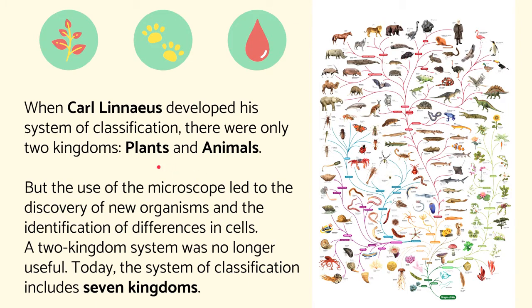In the 1700s, Carl Linnaeus, a Swedish botanist also known as the father of classical taxonomy, developed his system of classification. He divided all organisms into only two kingdoms, plants and animals. However, the use of the microscope and the improvement in technology led to the discovery of new organisms and identification of differences in cells, in DNA, in structures, and other categories in which taxonomists base their classifications. Therefore, a two-kingdom system was no longer useful. So today, the system of classification now includes 7 kingdoms.